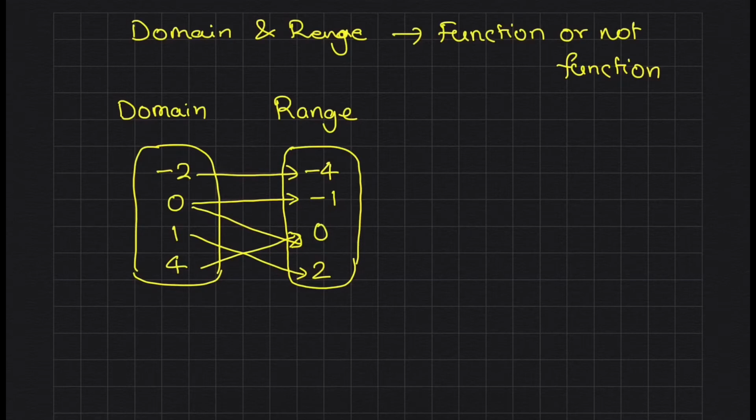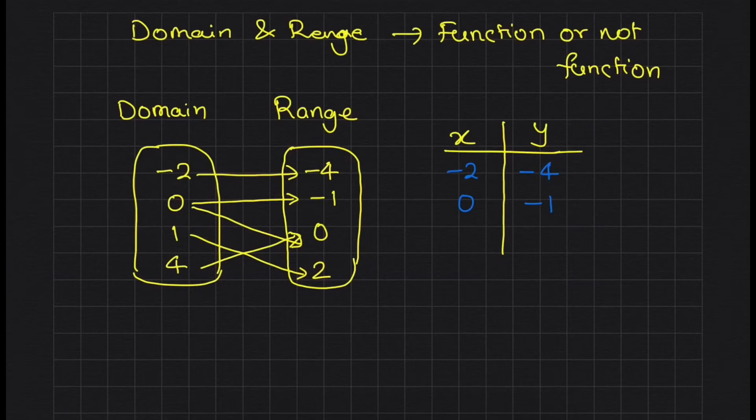Now let's put this in table form and see how it looks. So these are x elements, and I'm going to write down the y elements here. Let me write down the x elements in blue. The x element is -2, the corresponding y element is -4. The x element is 0, the corresponding y element is -1.